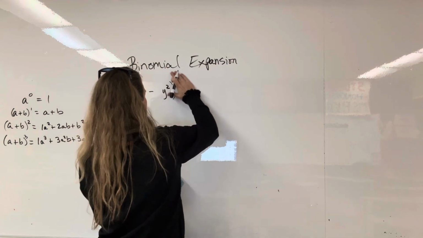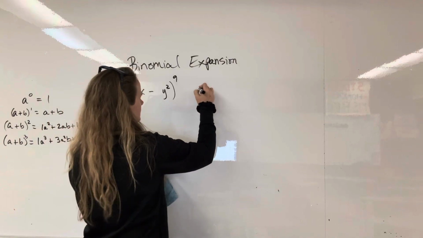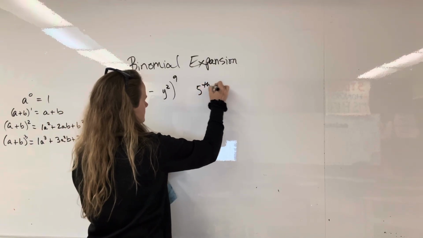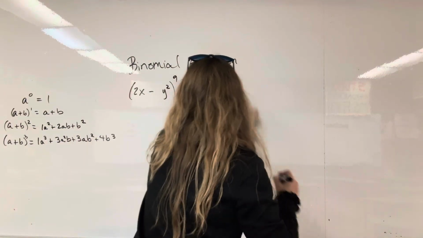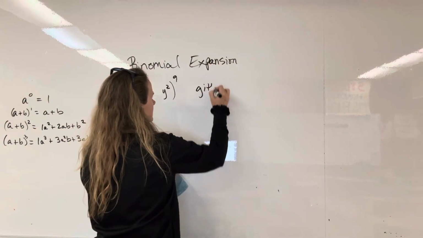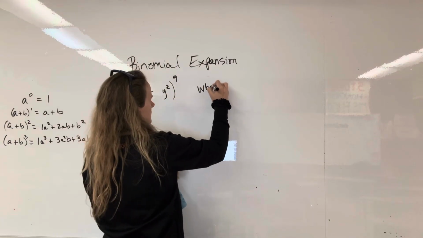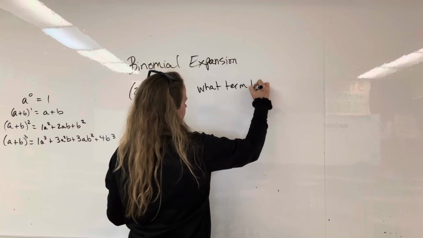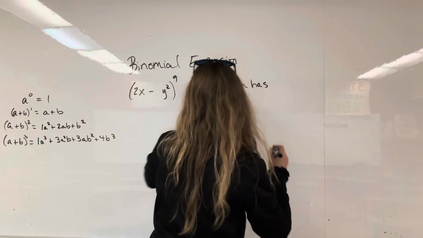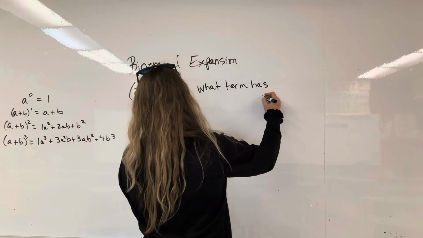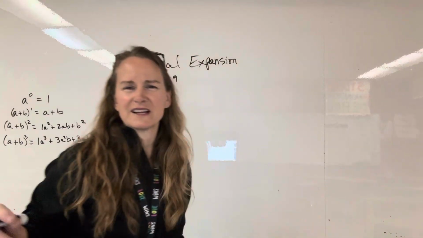So now you have a choice, or let's do this one. They give you to the power of 9, and they say they want the 5th term. Again, you can use binomial theorem, or no, they'll say, give the term, what term has a y. We'll do that one in the next video. This one's getting kind of long.